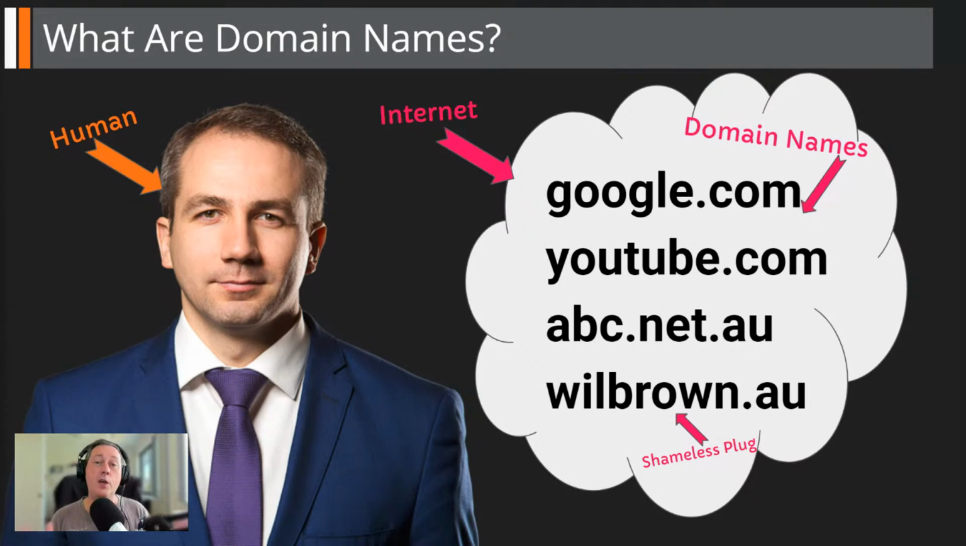Domain names are the human understandable addresses to any service on the internet. Could be a PC, could be a SaaS service, anything like that, but it's the human understandable name to get to that service on the internet. For example, google.com, youtube.com, abc.net.au, and willbrown.com, which is my new personal brand website. Shameless plug, thank you very much. But those are the human ones. We can understand those things, we can remember those things. We can remember google.com, we can remember YouTube and stuff.